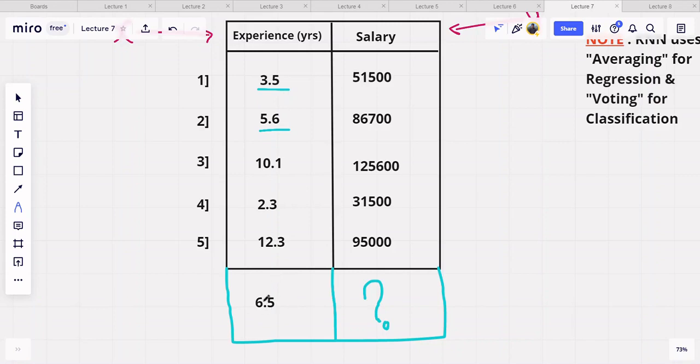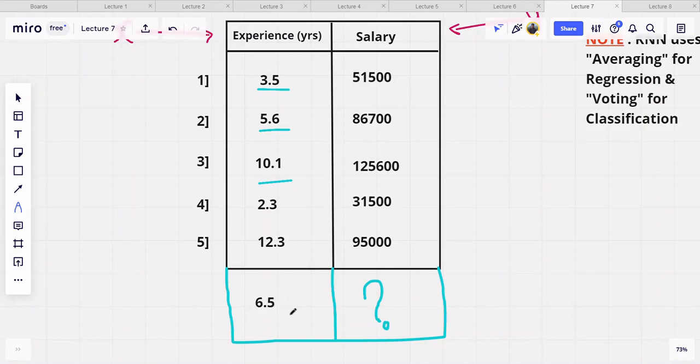Another third value which would be close to 6.5 would be, let's take 10. Now these three values are very close to 6.5 in our entire data set. So what we can do is look at their values of salary, and try to estimate what would be the value for a person with 6.5 years of experience.